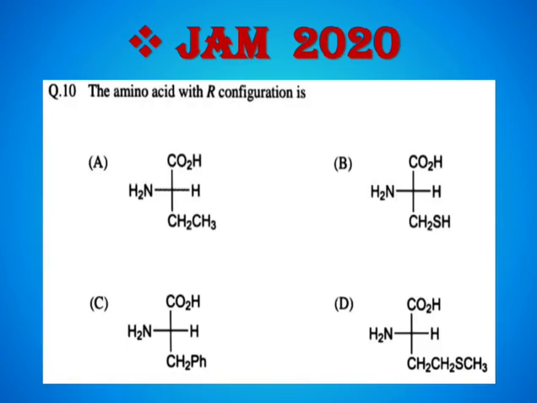This is an example I have picked up from JAM 2020. The question asked was: the amino acid with R configuration is. There are four options provided to you. What you have to do in this question is assign R and S configuration to all the four molecules and find out which of the following structures has R configuration. By the way, these are all molecules of amino acids.